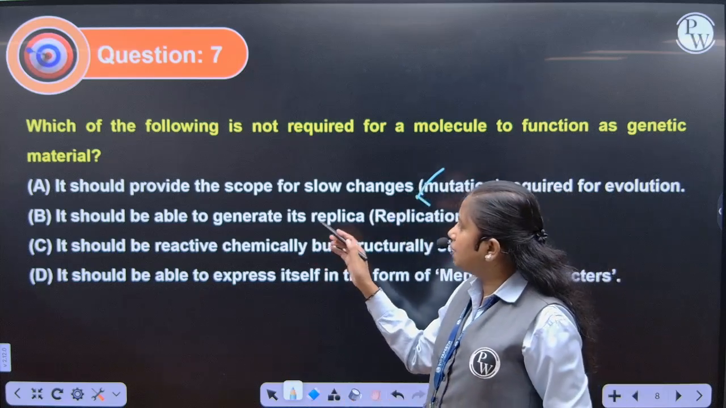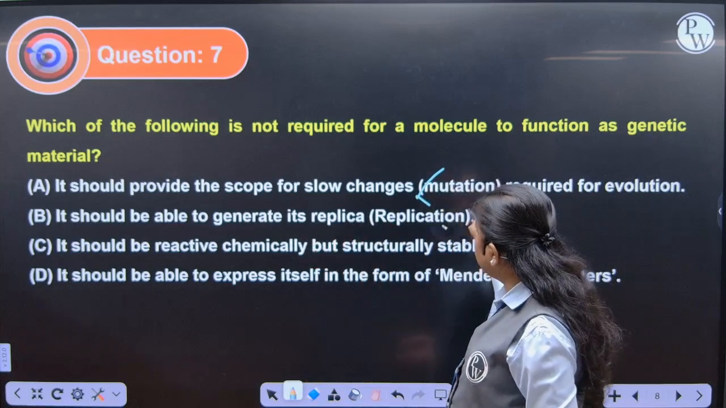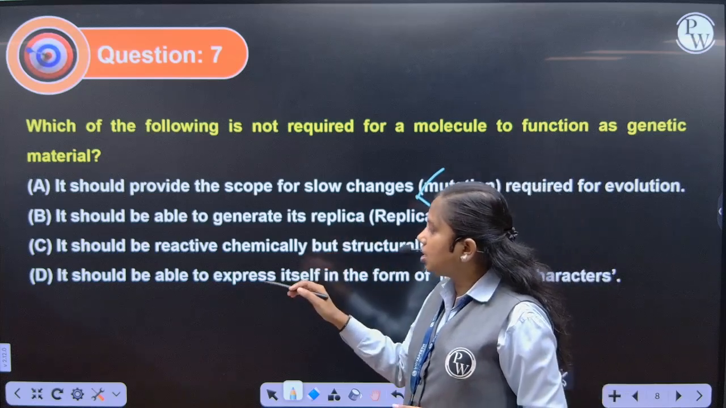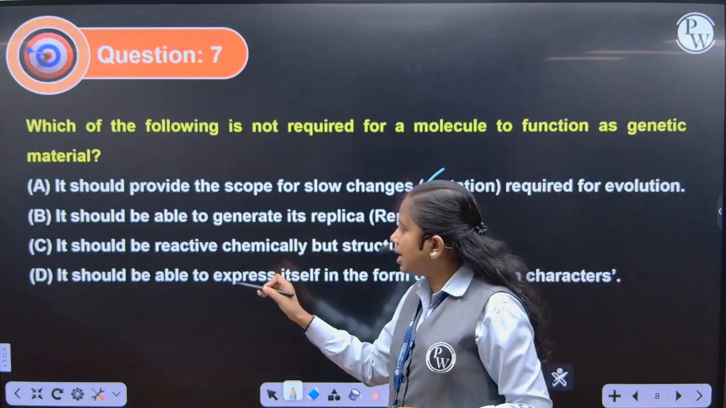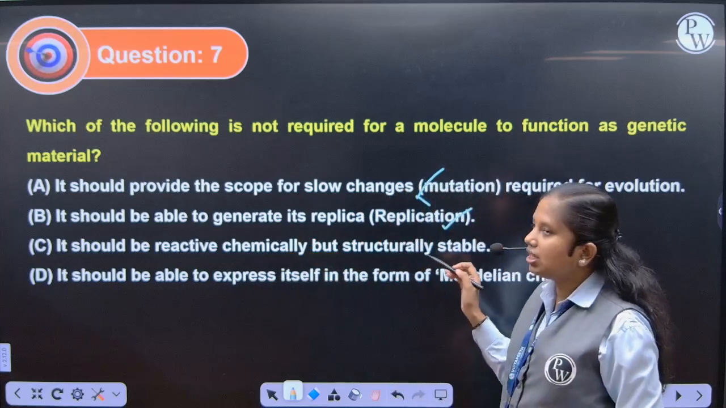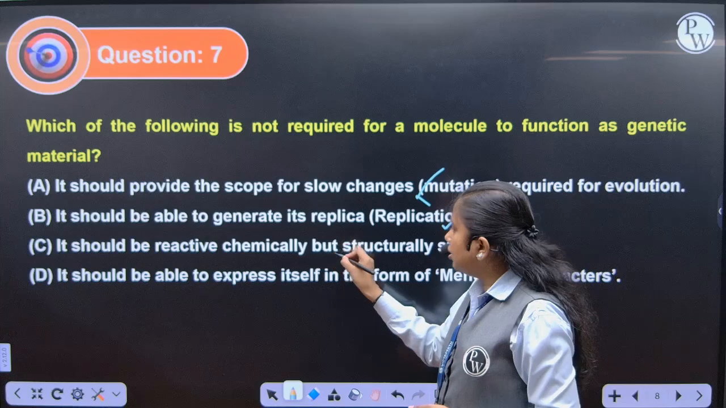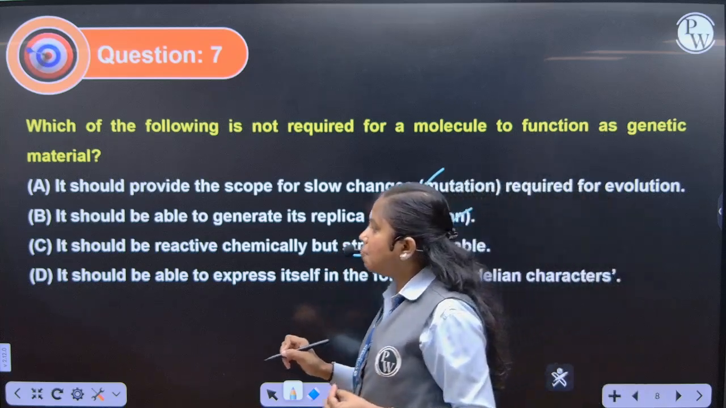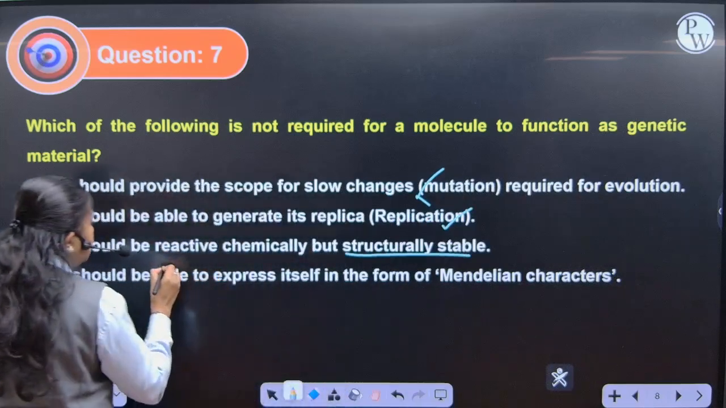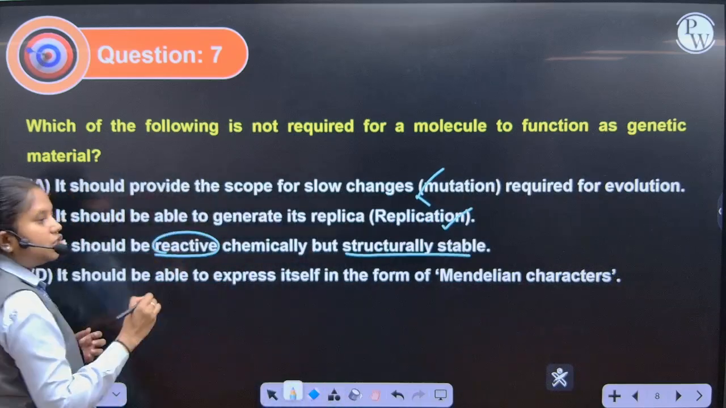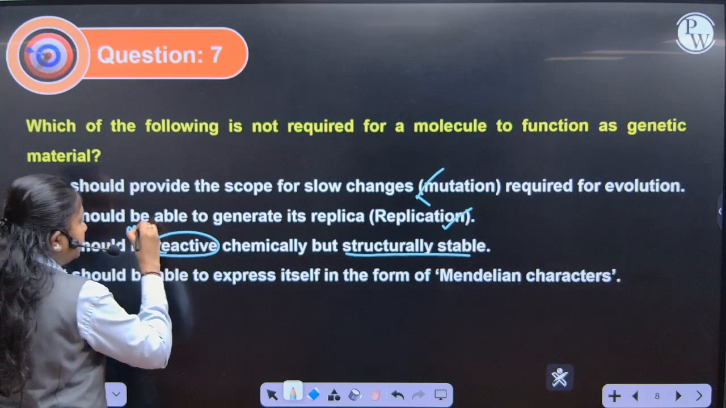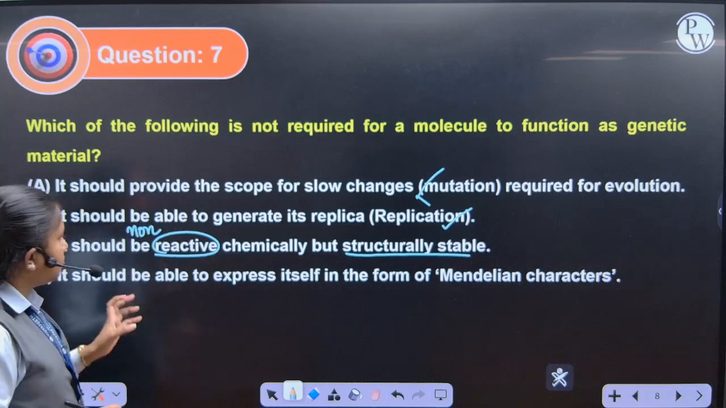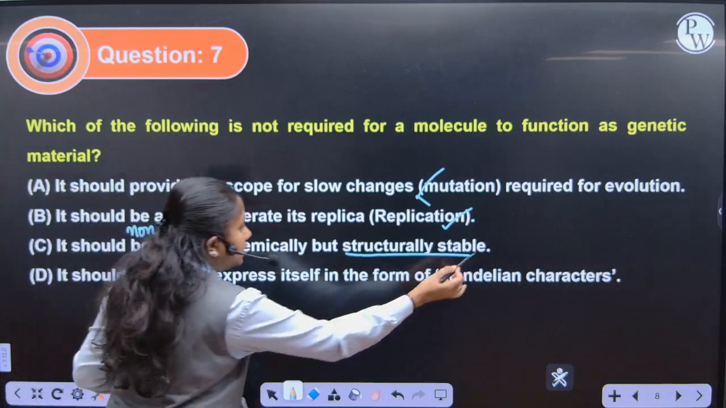Then it should be able to generate its replica. Again, we have seen DNA undergoing replication. So yes. Then third option says it should be reactive chemically but structurally stable. Now here, this half of the statement being structurally stable is right, but here they have mentioned it should be reactive, but it should be non-reactive. It should be chemically and structurally stable. So this is incorrect here.